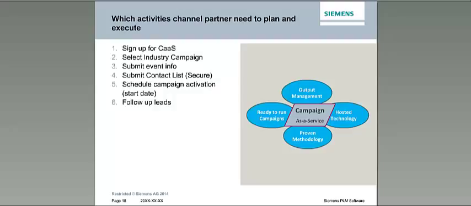The next step after the list is available is to schedule when you want to start. That means basically giving the start date of your campaign. And then the process can start. And finally we can follow up leads that come out of the campaign.